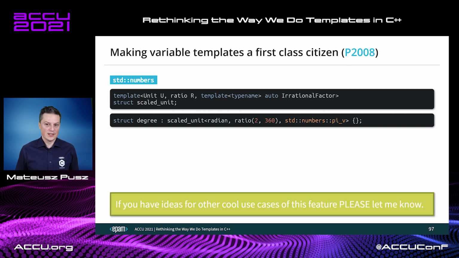Those are only a few use cases of this feature. If you have ideas for more, please let me know, because I was asked by the evolution working group to provide more motivating examples for the paper, but it was basically accepted by the incubator already. So I'm looking for more use cases. If you have some that I didn't cover so far, please let me know. You can be a contributor to the proposal, and then we can push this paper together for C++23.